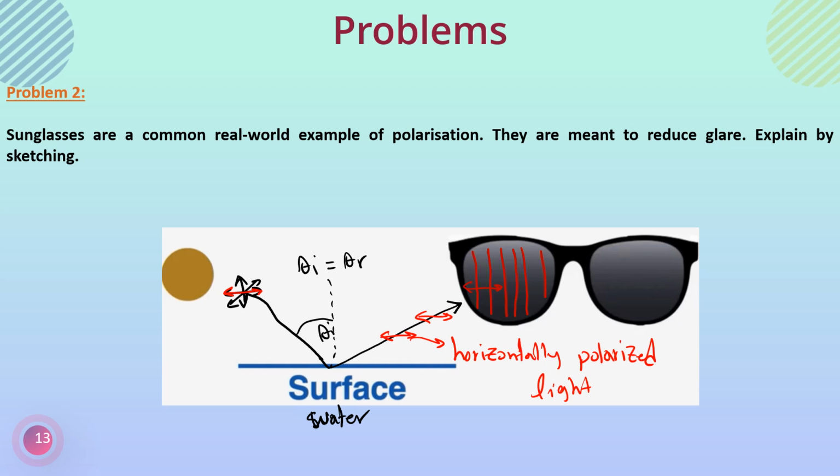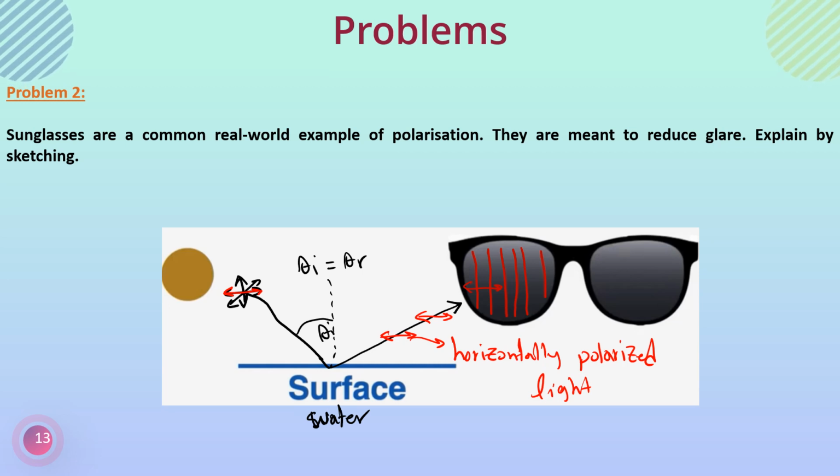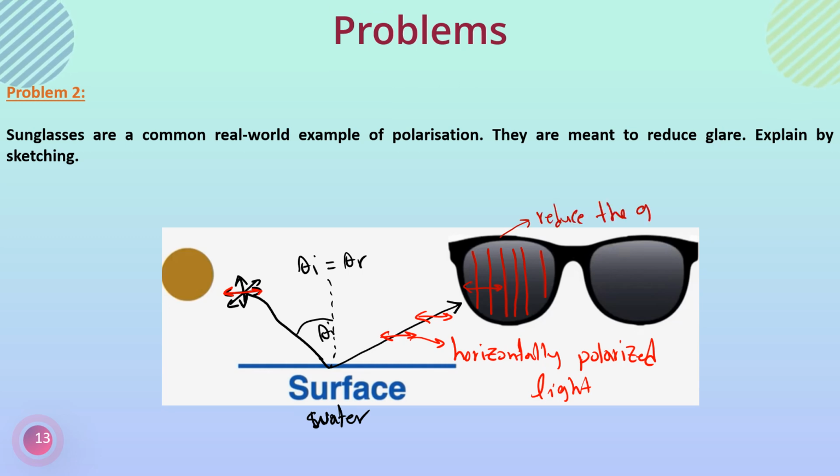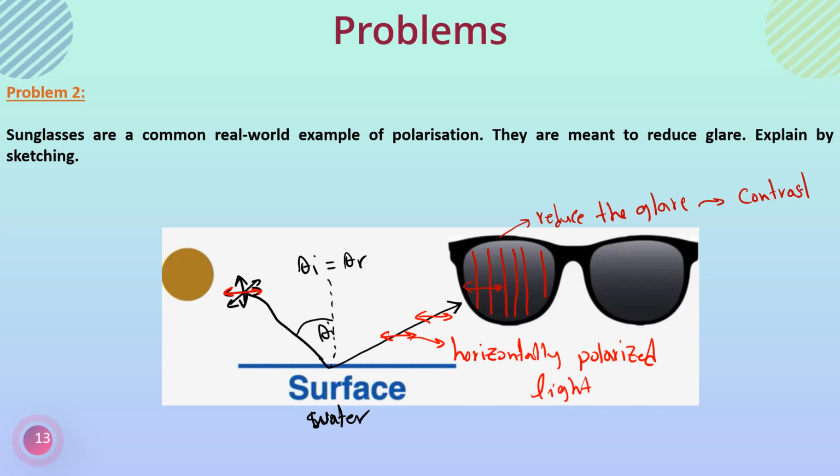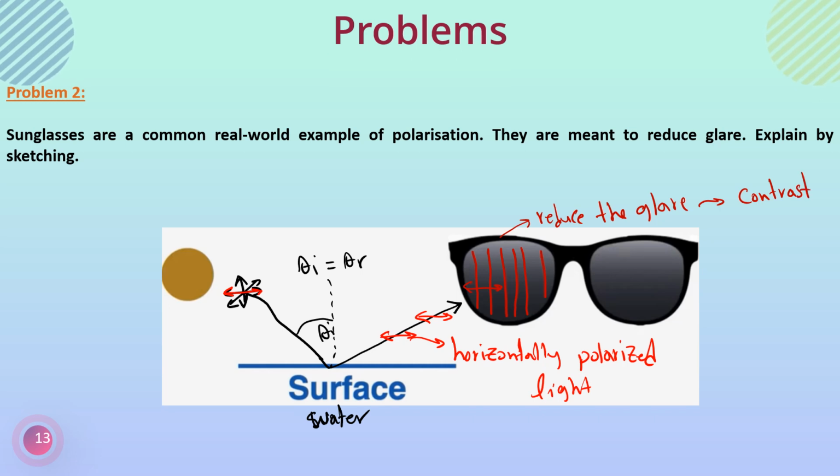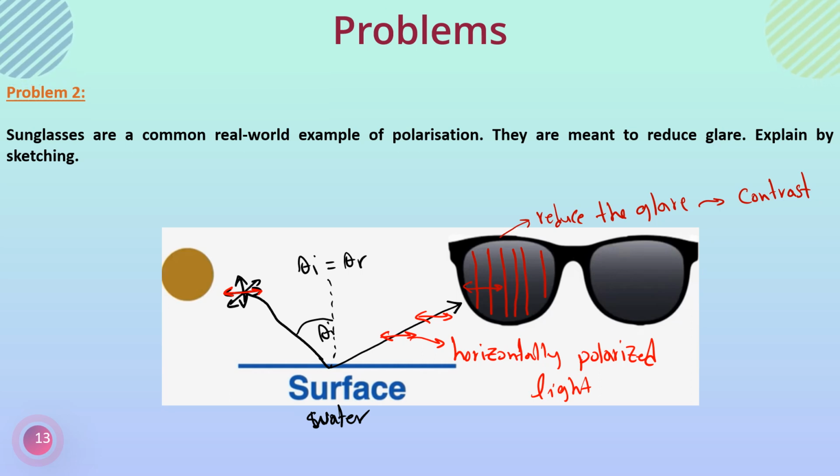They will be blocked by these vertical polarizers, right? They will not be allowed to enter. And that leads to reduced glare. Did you get it? And it leads to increased contrast. So this is why most sunglasses have vertical polarizers. Okay, so the idea here is to reduce the glare. Let's move on.